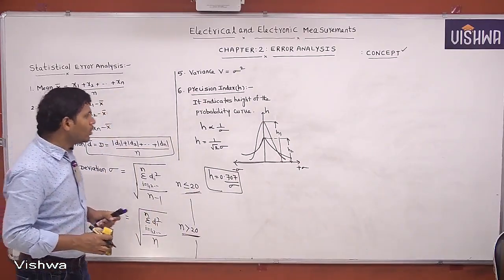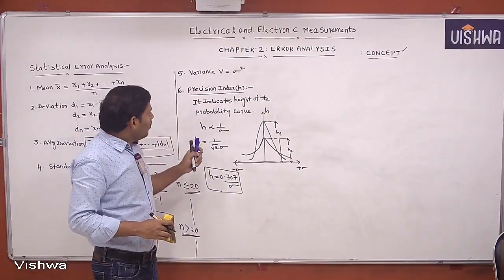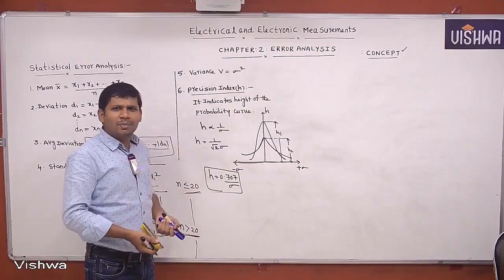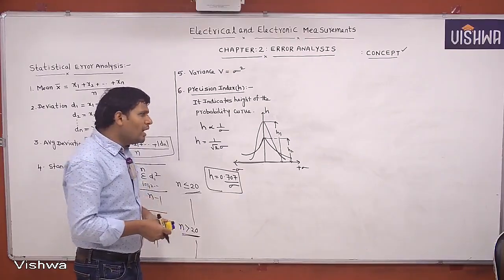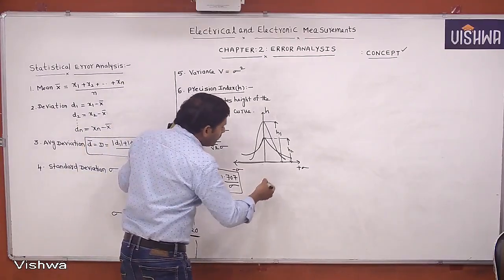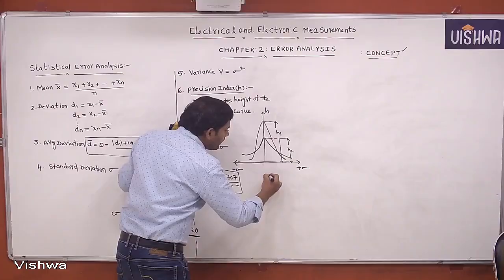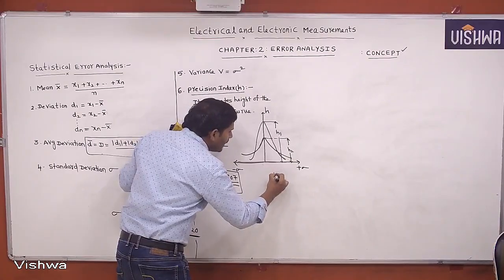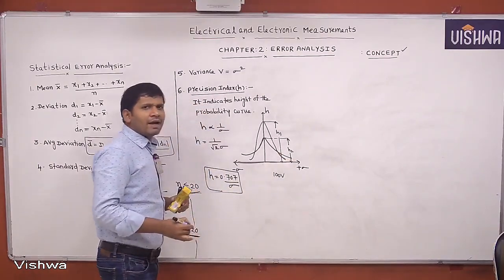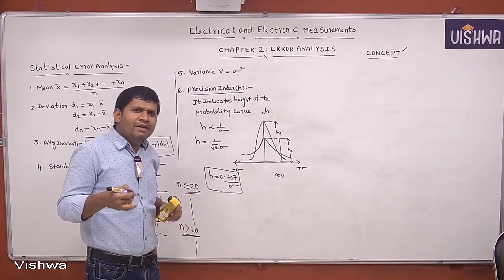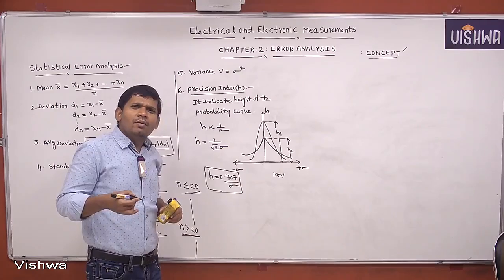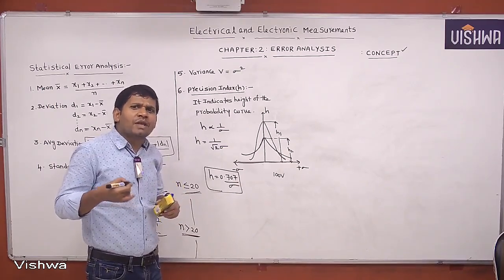But you have the one doubt. Sir, why precision index indicates height of the probability curve? Yes. The reason is, in drawing a probability curve, for example, I am measuring 100 volts. I have taken different readings. I took that 100 volts is measured in different number of steps.